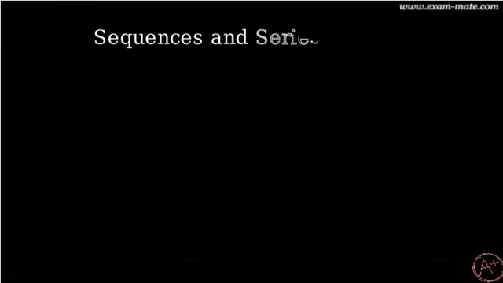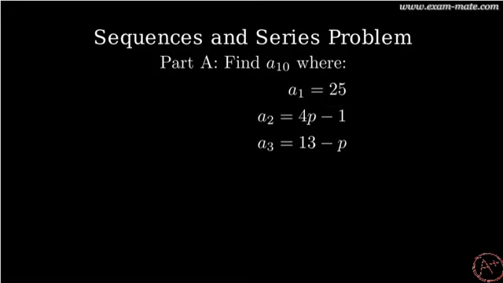Let's solve this problem involving both arithmetic and geometric sequences. We'll break it into two parts. Let's start with part A. We have an arithmetic sequence where the first three terms are 25, 4p minus 1, and 13 minus p, where p is a constant. We need to find the 10th term.